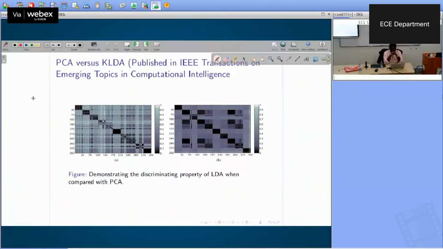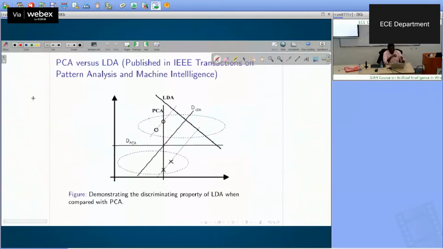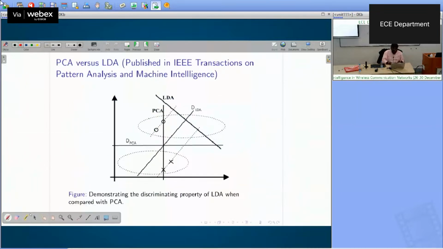Okay. So the question is very important and excellent. This is PCA versus LDA, not KLDA; KLDA will come later on. There is a paper in IEEE Transactions on Pattern Analysis and Machine Intelligence, and the paper title itself is PCA versus LDA. That's a good paper, and you can go through it. To summarize that paper, we cannot claim that LDA is always better than PCA. That's the final answer.